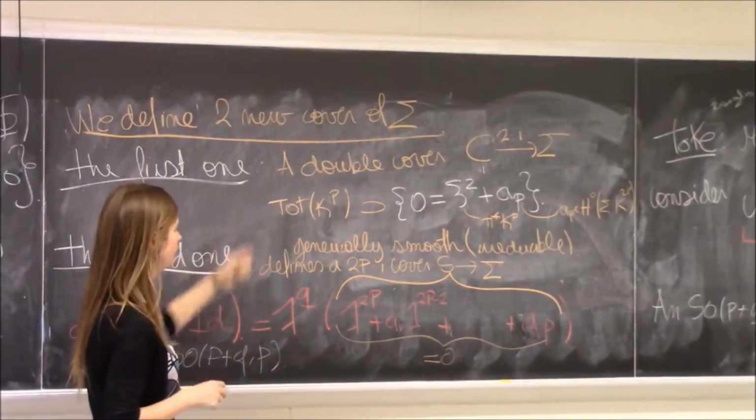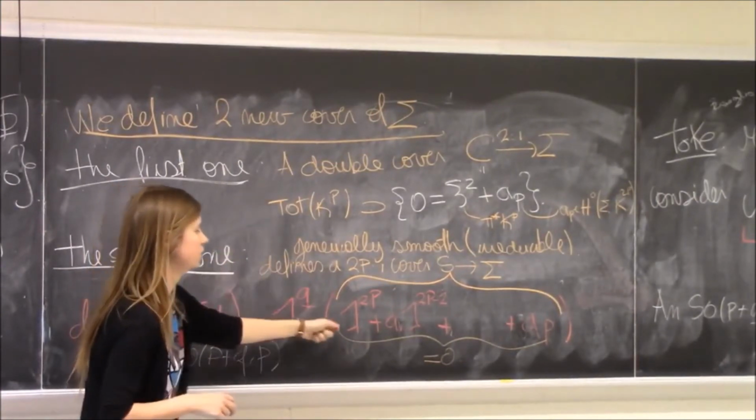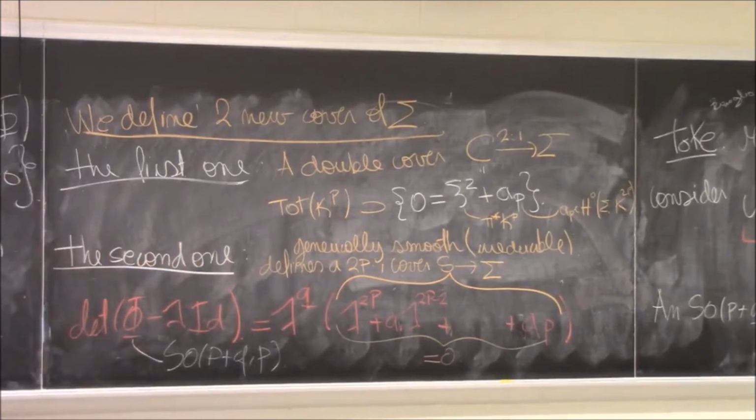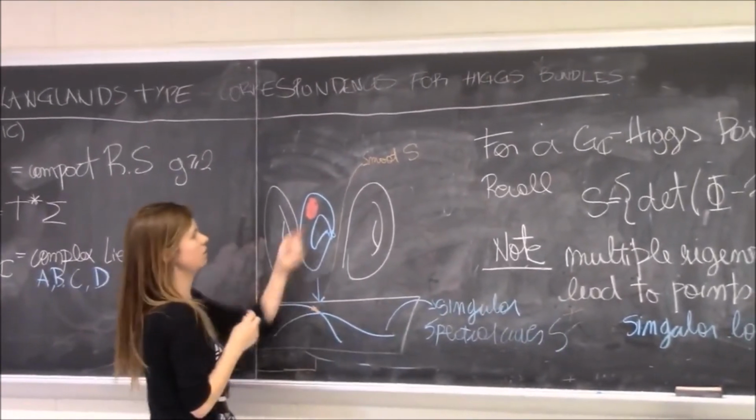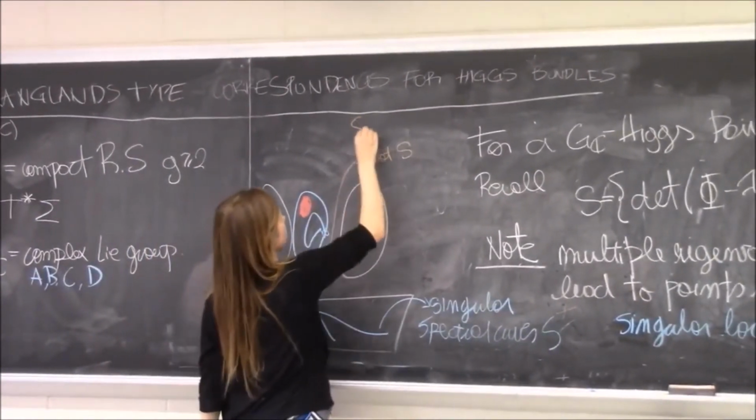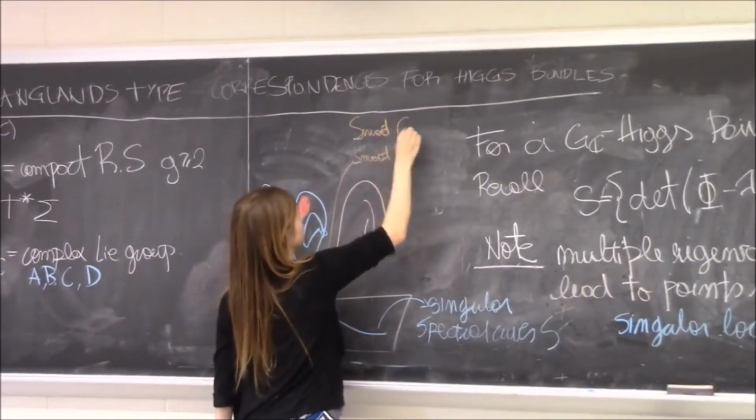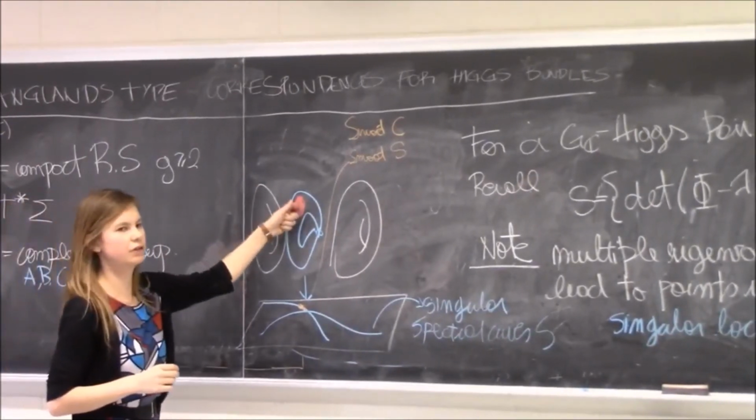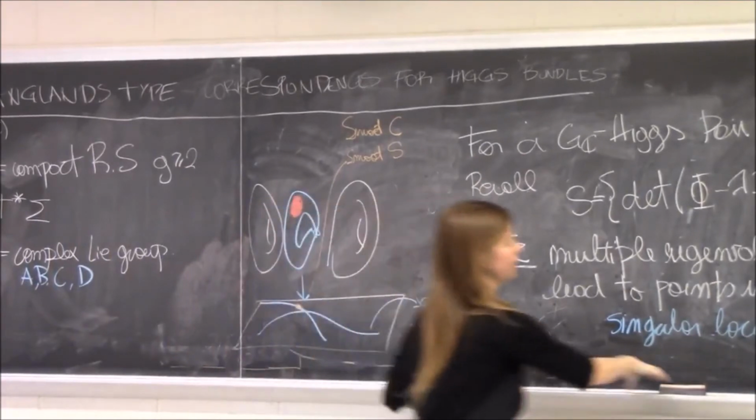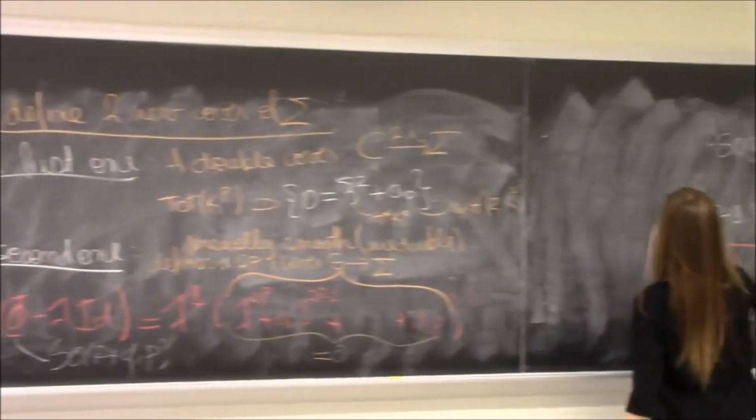Using this double cover that's smooth generically, and using this 2P cover that's smooth generically, we have 2 new covers from these points. So we have this point here is going to give us the smooth S and the smooth C. And so let me just give you the punchline of how these red things look like and how you get them before the bell rings.